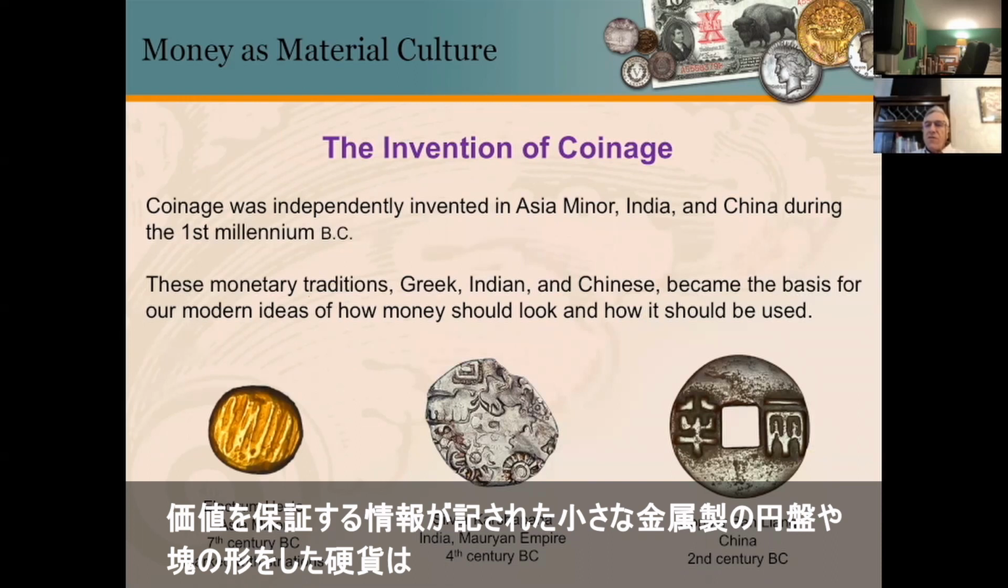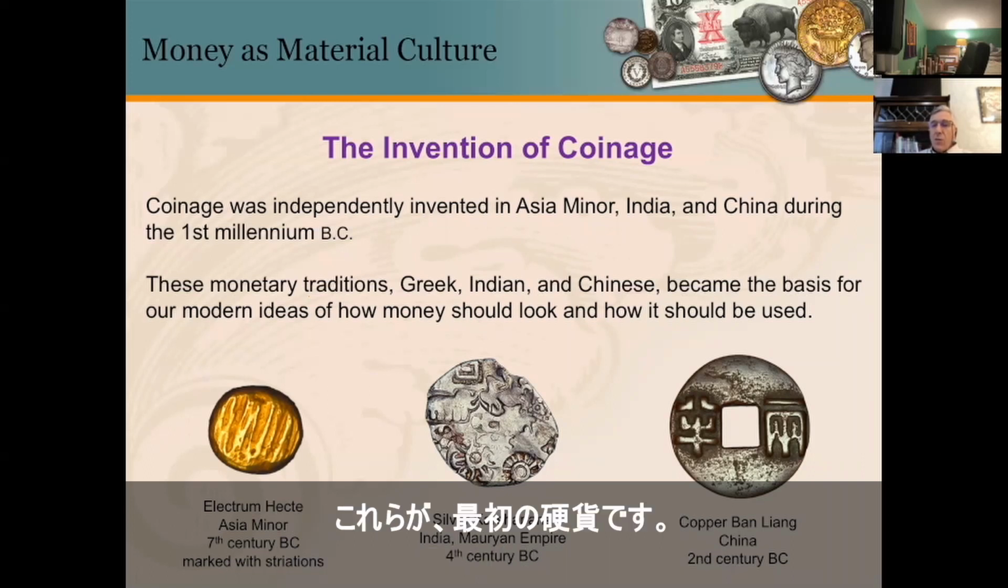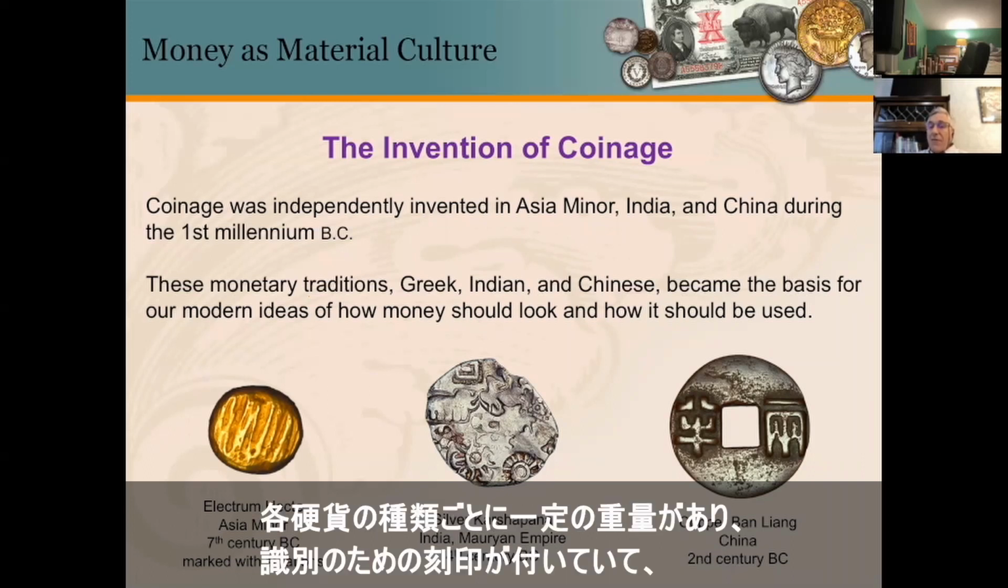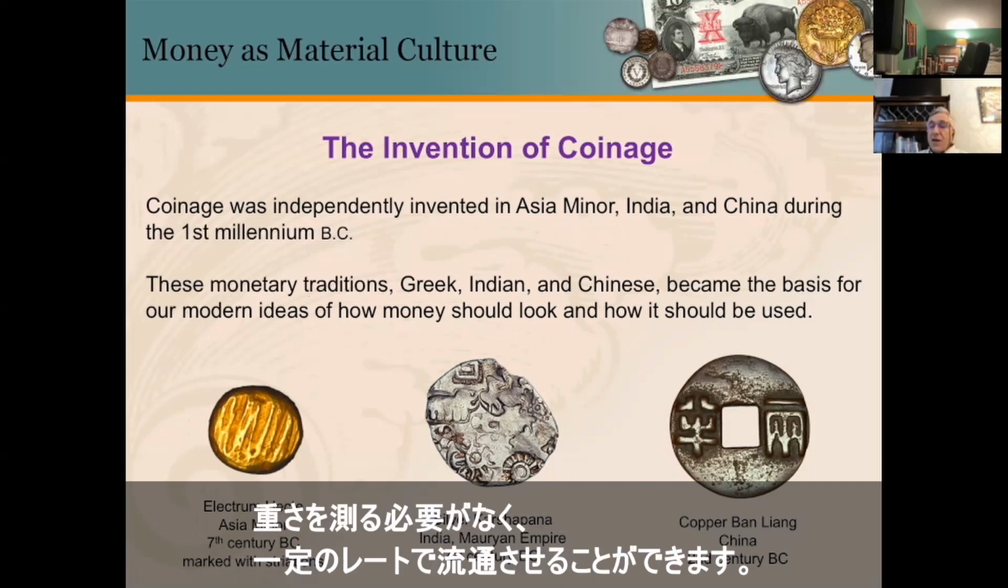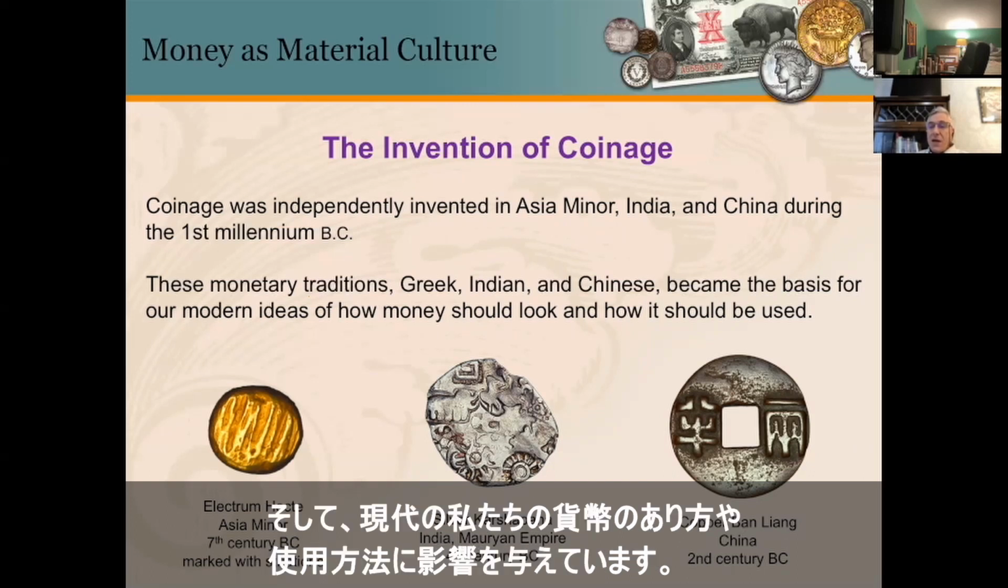Money in the form of small metal discs or lumps marked with information guaranteeing their value was independently invented in Asia Minor, India, and China during the first millennium BC. These objects were the first coins, i.e., they have a regular weight for each denomination, are marked for identification, and circulate at a fixed rate without the need for weighing. The coins from these three areas became the major world monetary traditions, Greek, Indian, and Chinese, which still influence our modern ideas of how money should look and how it should be used.